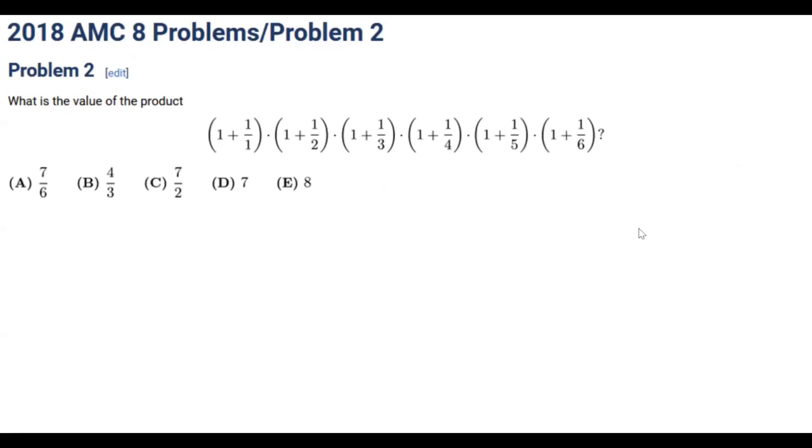So let's go on to this problem. This is a problem 2, but I think it serves its purpose quite well. So why don't we take a few minutes to look at this problem, just try to solve it.